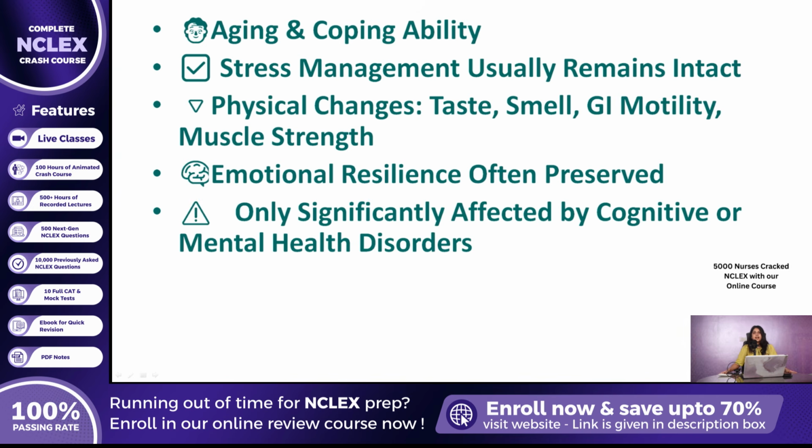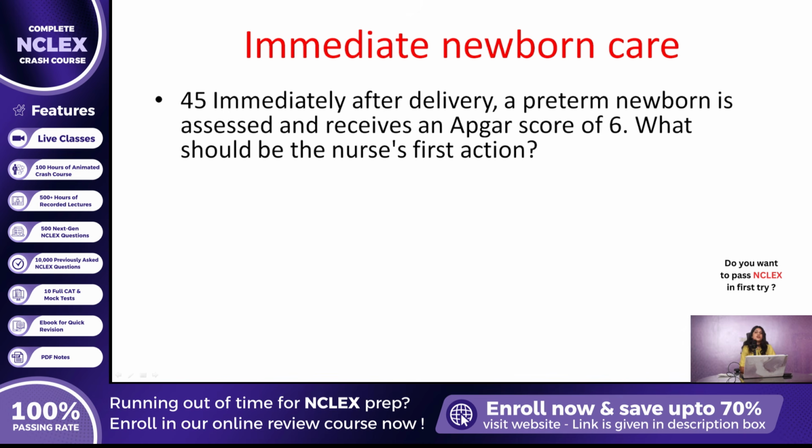Therefore, psychological adaptation and stress management are generally preserved and are the least affected among the listed options. Now, let us move to question number 45, which addresses immediate newborn care following delivery. The scenario states, immediately after delivery, a preterm newborn is assessed and receives an Apgar score of 6.